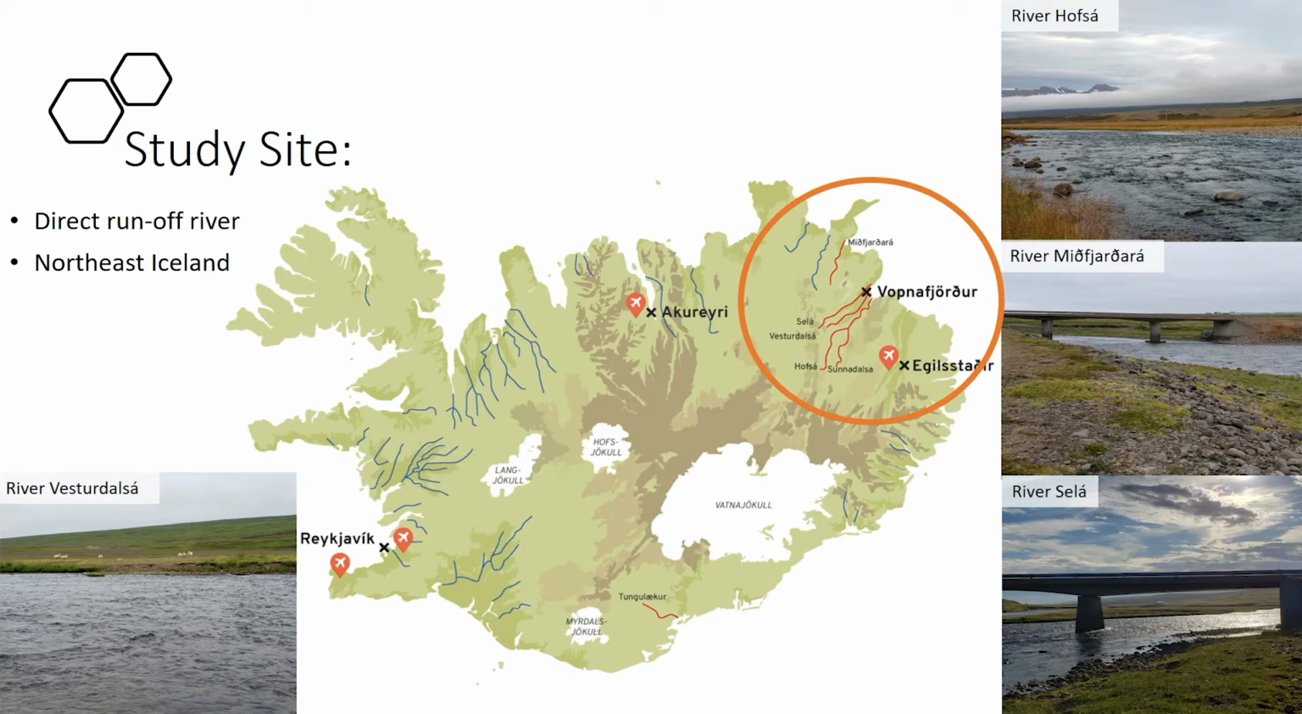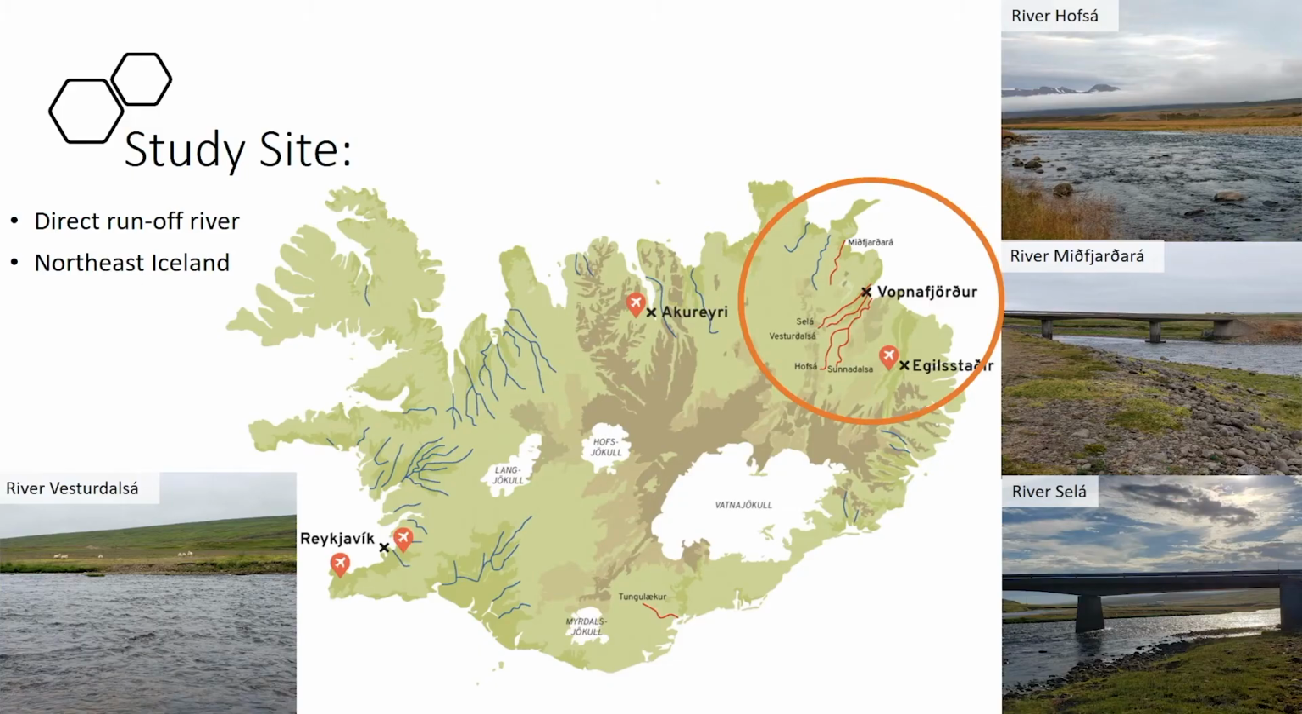So for our study sites, we have River Västerdalsälven, which is our main study river. So that would be for our pit tagging study, as well as our main study river for the food web study. We've also sampled Hofsau, Mittfrau, and Seilau, and that is also for the food web study as well. So it gives us a comparison between the different rivers.